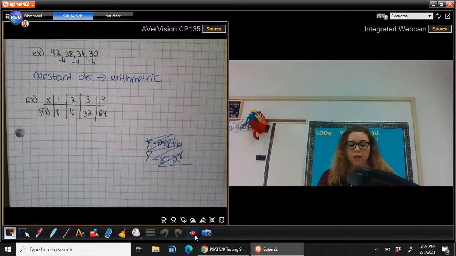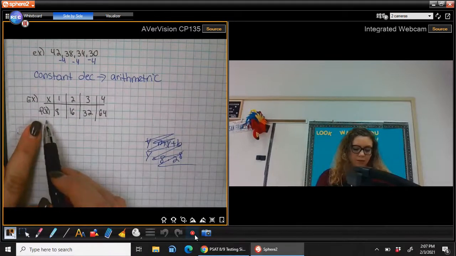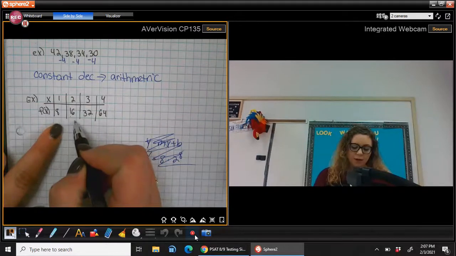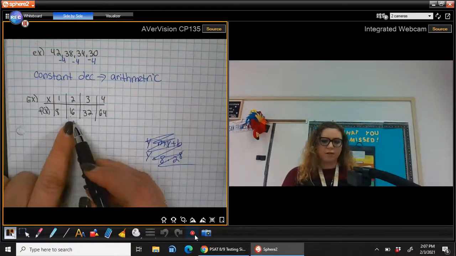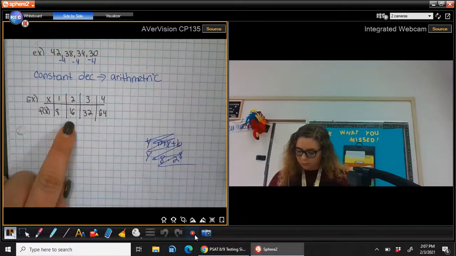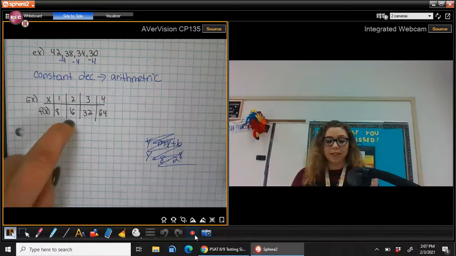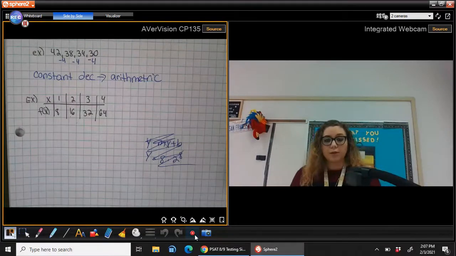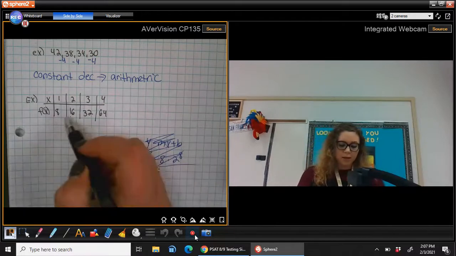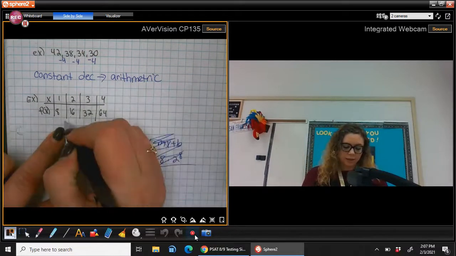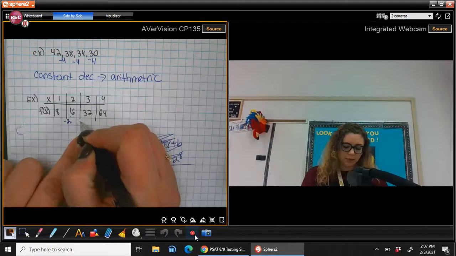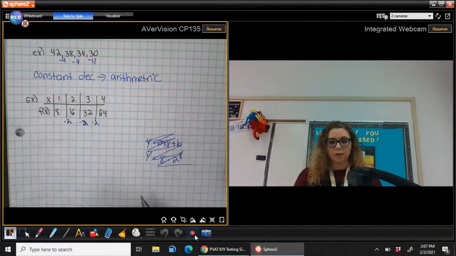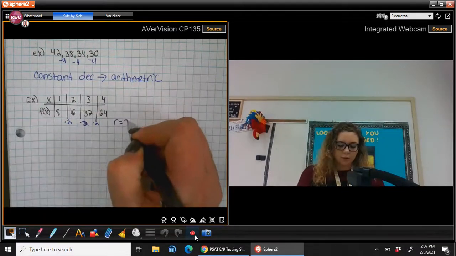Always look at your f of x or your y. So from 8 to 16, I add 8. But do I add 8? If I do 16 plus 8, do I get 32? No, I don't. So it's not going to be any of my linear choices. So now let's see if it's exponential, which also means geometric. If I do 8 times 2, I get 16. 16 times 2, I get 32. 32 times 2, I get 64. So it is geometric. So my common ratio is going to be 2.